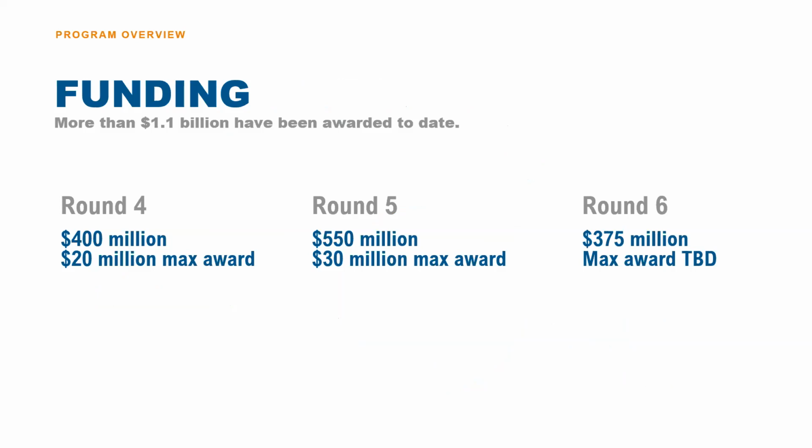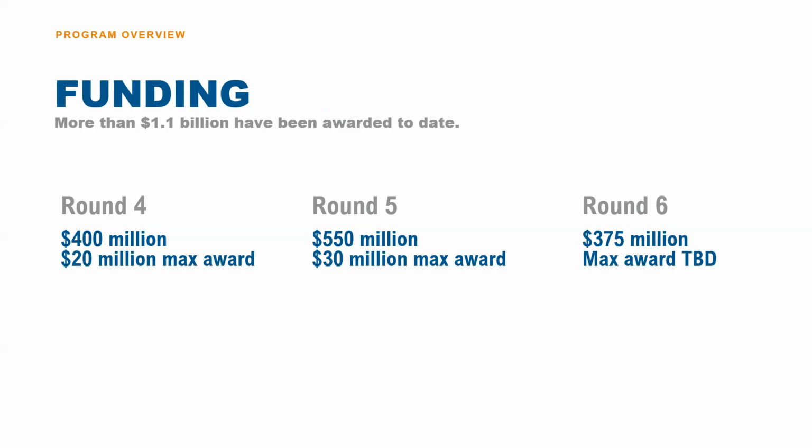Through ASIC's four rounds thus far, more than $1 billion has been invested in housing and transportation improvements throughout the state. And I'll note really quickly that the next awards will be announced on June 25th, so that's coming up fairly quickly. As I discussed earlier, the maximum award amount increased from $20 million to $30 million between round four and round five.